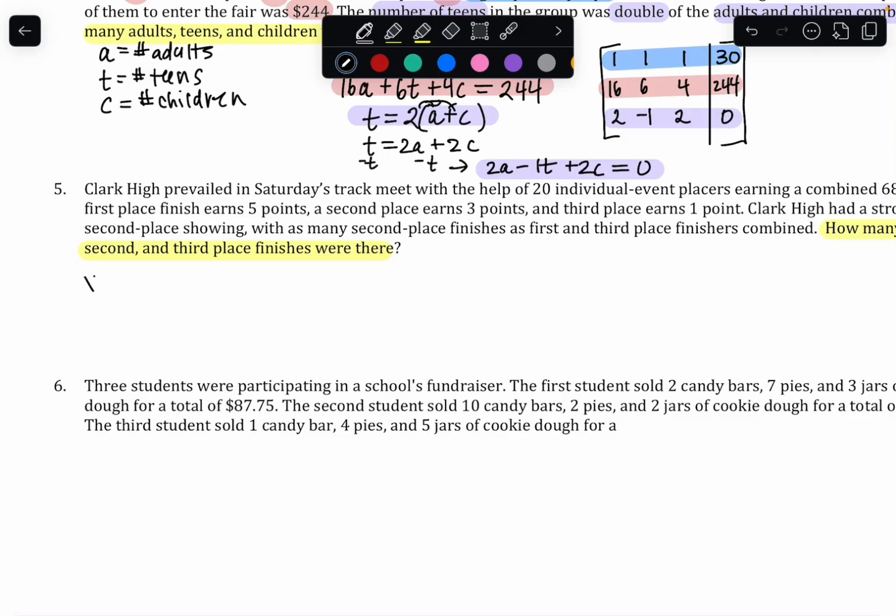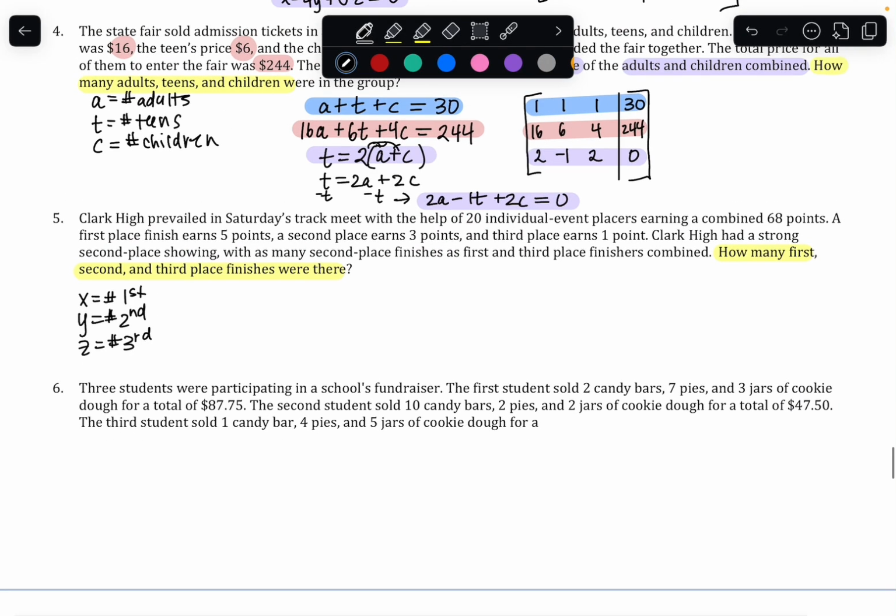So I'll let X be the number of first, Y be the number of second, and Z be the number of third. Okay, and so if I add the number of first place winners plus the number of second place winners plus the number of third place winners, I have a total of 20 individual placers. So that equals 20.